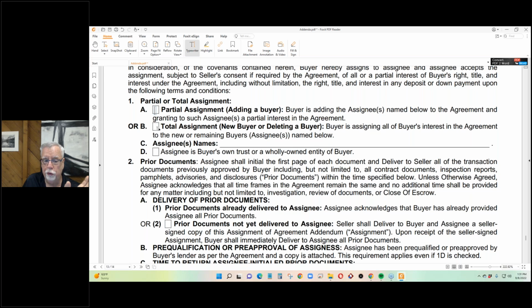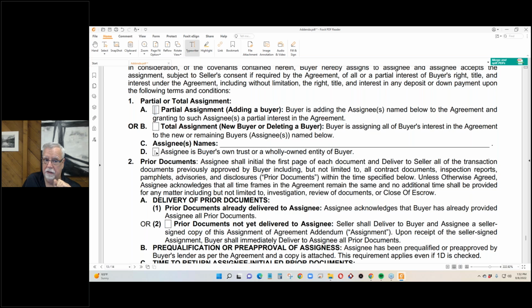B, total assignment, new buyer or deleting a buyer. This is what you would do if you had written the offer in the name of a person and you want completely different people to take over, right? Or D, assignee is buyer's own trust or wholly owned entity, right? So partial means we're just adding somebody. Total means we're replacing the buyers.